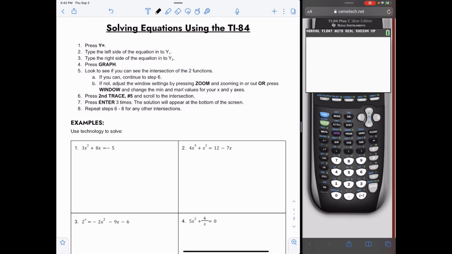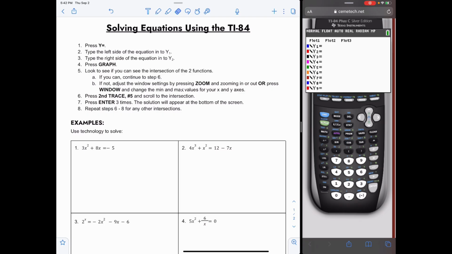Okay, so what ends up happening is the calculator will end up telling you the intersection instead of you having to do the math by hand. So let's look at the first example.